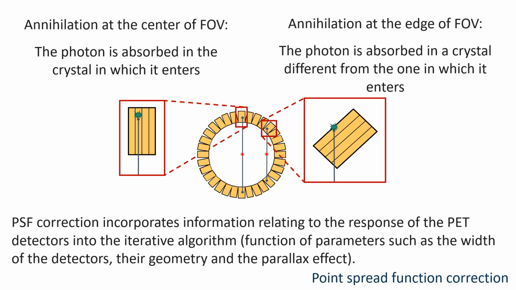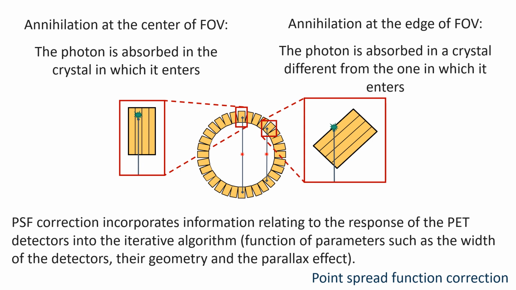Another correction that has been introduced in PET imaging that is related in a certain way to the depth of interaction, and that is commonly available and selected as an optional correction in reconstruction, is the point spread function correction. If we consider an annihilation event in the center of the transaxial field of view, we see that each annihilation photon is absorbed in the crystal in which it enters, as shown on the left of the picture.